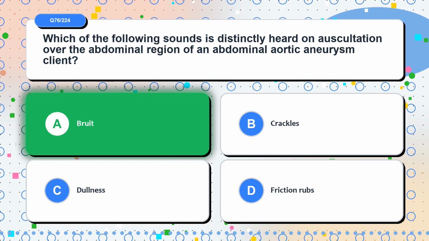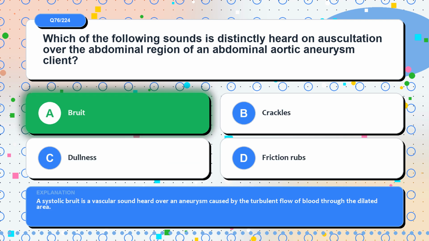The correct answer is option A. Bruit. A systolic bruit is a vascular sound heard over an aneurysm caused by the turbulent flow of blood through the dilated area.